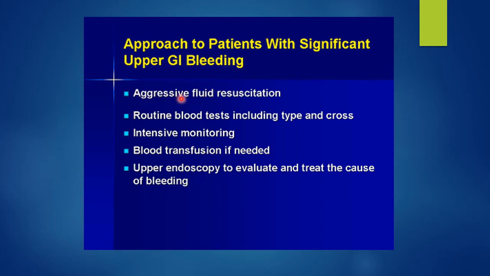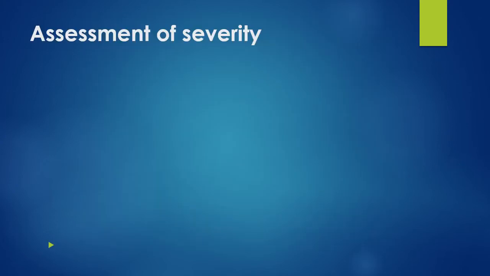Okay, as I mentioned, aggressive fluid resuscitation, routine blood tests including group and cross-matching of blood, intensive monitoring in the ICU or HDU, blood transfusion if necessary, and upper endoscopy to evaluate and treat the cause of bleeding. The assessment of the severity of bleeding is very important in the management of a patient with upper gastrointestinal bleeding.